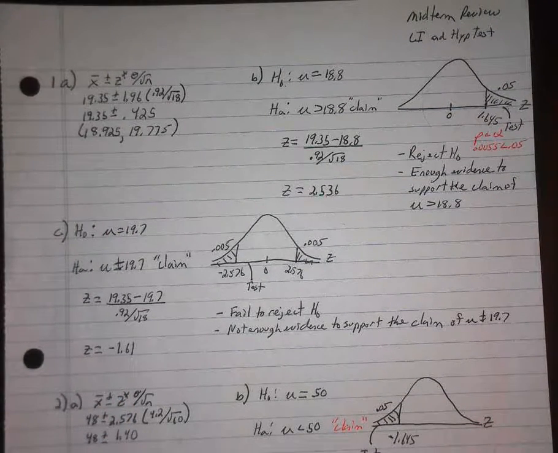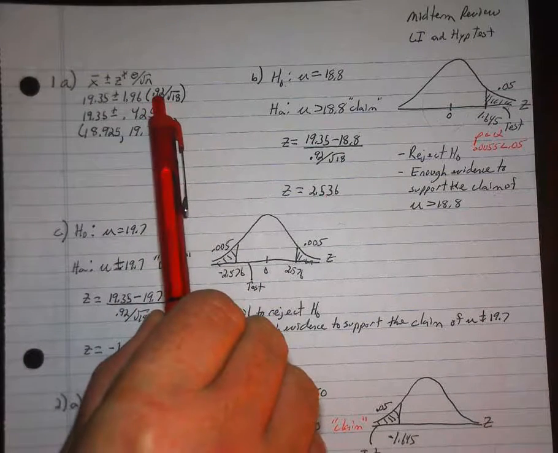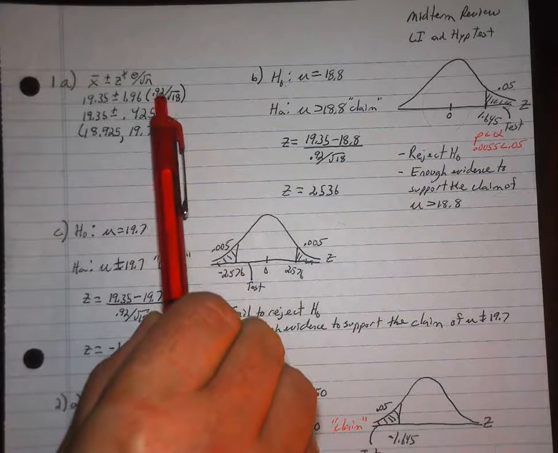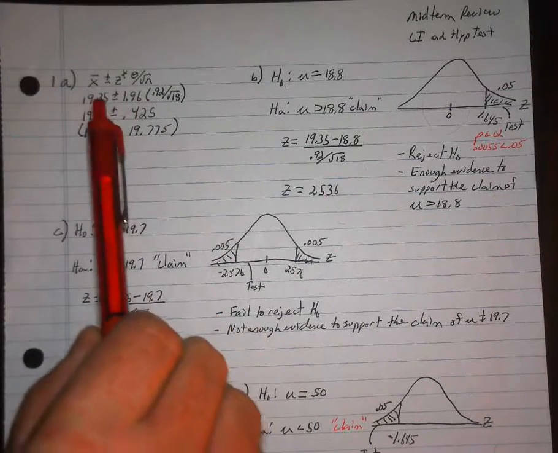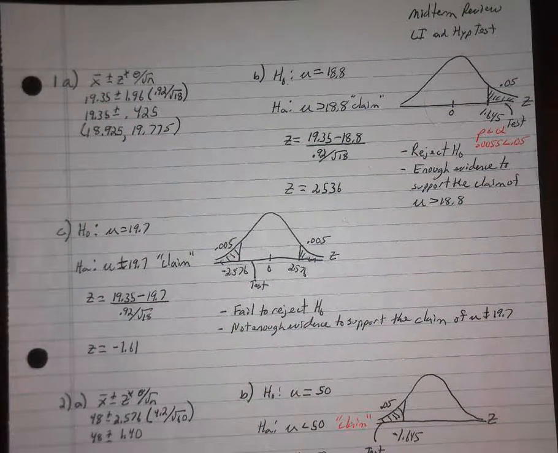If I don't tell you what to round to, then the general guideline is to round one more place than what you're given. So if they gave you 0.92 as your standard deviation, and your mean is 19.35, then just go one more place than that. That's not something I go too crazy about. It's trying to catch you on rounding errors.